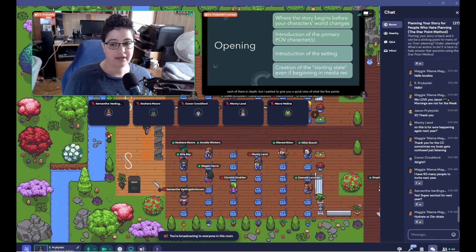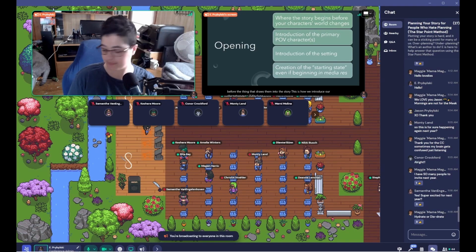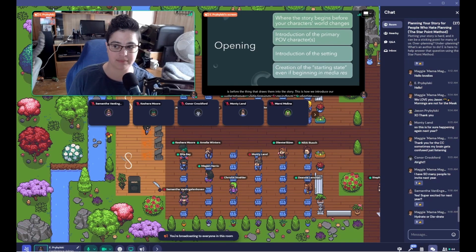Okay, so the opening is where your characters start before their world changes. This is before the thing that draws them into the story. This is how we introduce our characters, even if it's done in media res, in the middle of action. My cats are going crazy in the background, and I apologize. It is the introduction of the setting. It's where we learn about things before the changes happen.